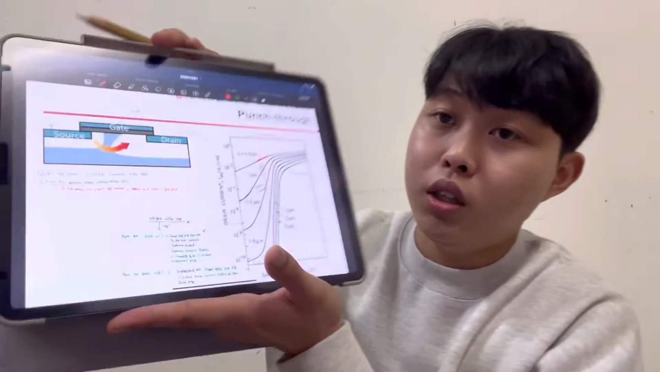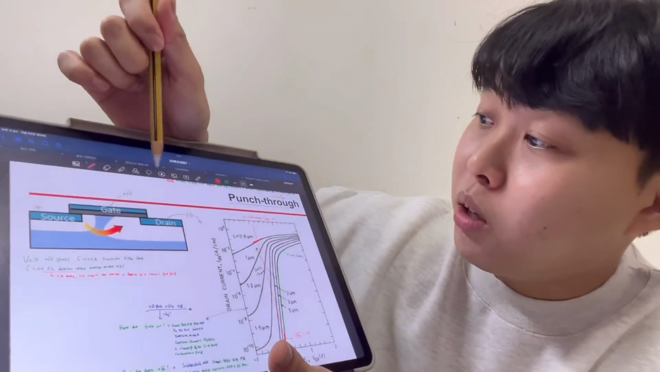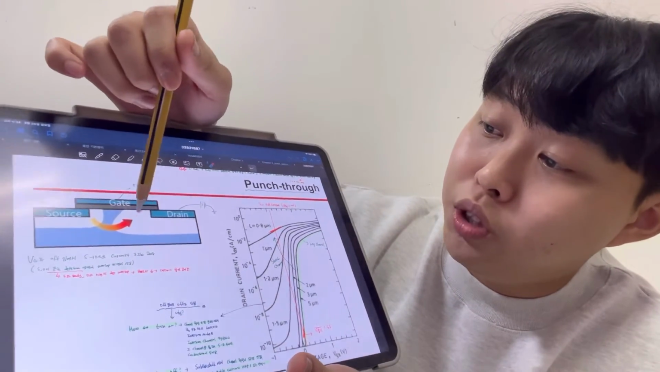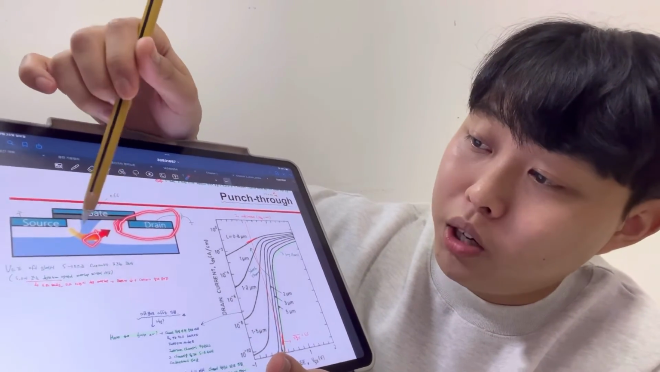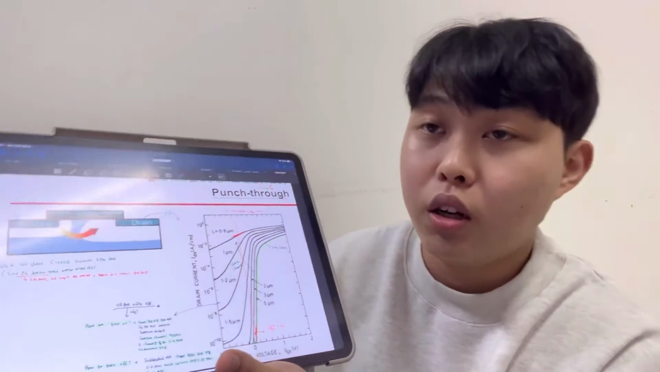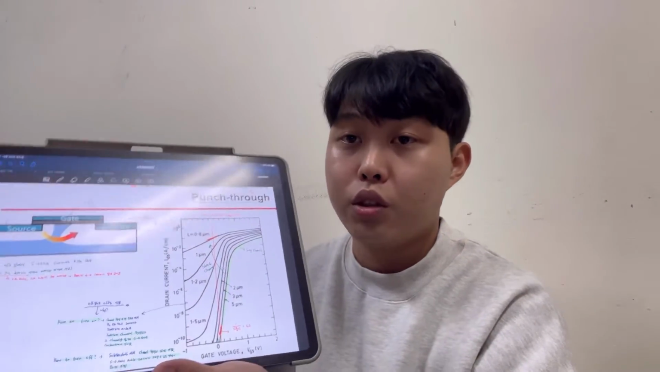Now I'm going to introduce you to some short channel effects. Firstly, I'm going to talk about punch through. So what is punch through? Punch through means when you shorten the channel, some depletion region in the drain and the depletion region in the body get overlapped, making some leakage current. As you can see in the diagram, some of the depletion region in the drain and the depletion region in the body and source get overlapped, making a lot of electrons flow and making some leakage current.